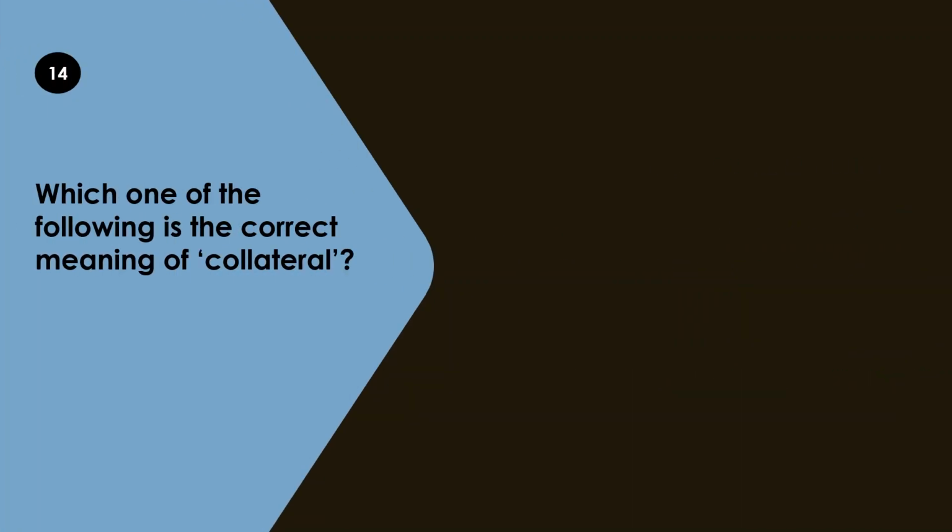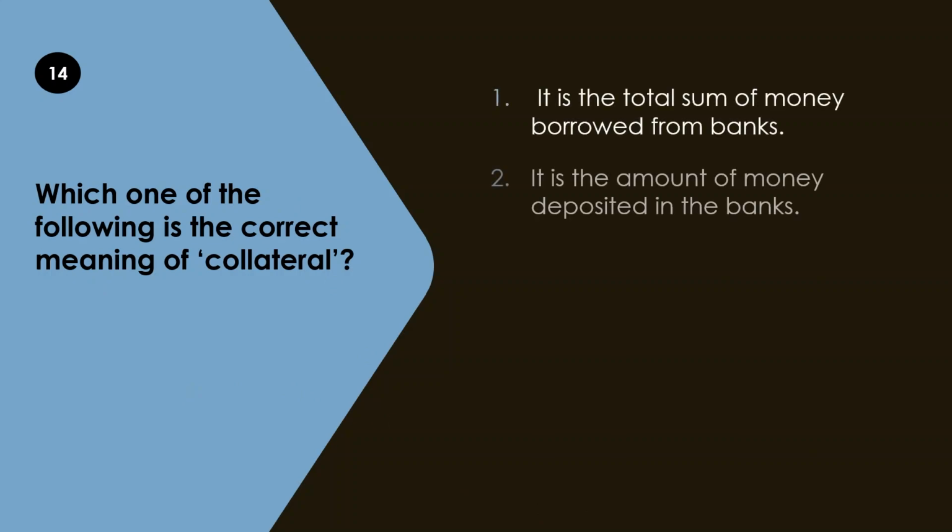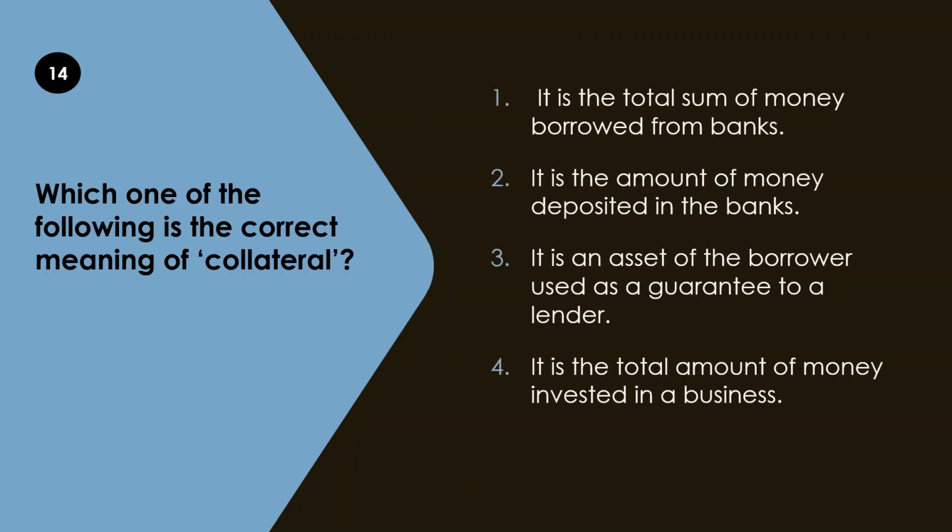Next question is, which one of the following is the correct meaning of collateral? Okay, let's see what the options given to us are. If you look at the first option, it is the total sum of money borrowed from banks. Now, this refers to a loan amount. It's not collateral. Then the second option is given as the amount of money deposited in the banks. Now, deposits are also not collateral. They are savings or fixed deposits or recurring deposits. You have done different types of deposits. Third option is it is an asset of the borrower used as a guarantee to a lender.